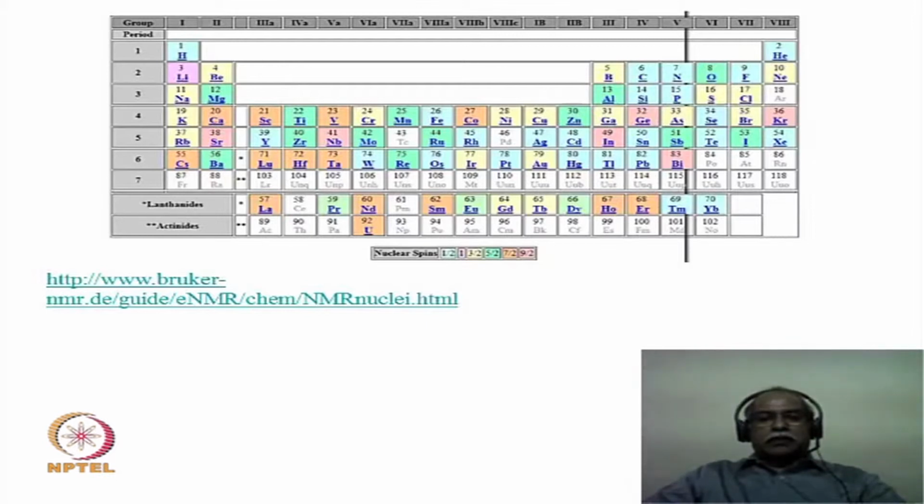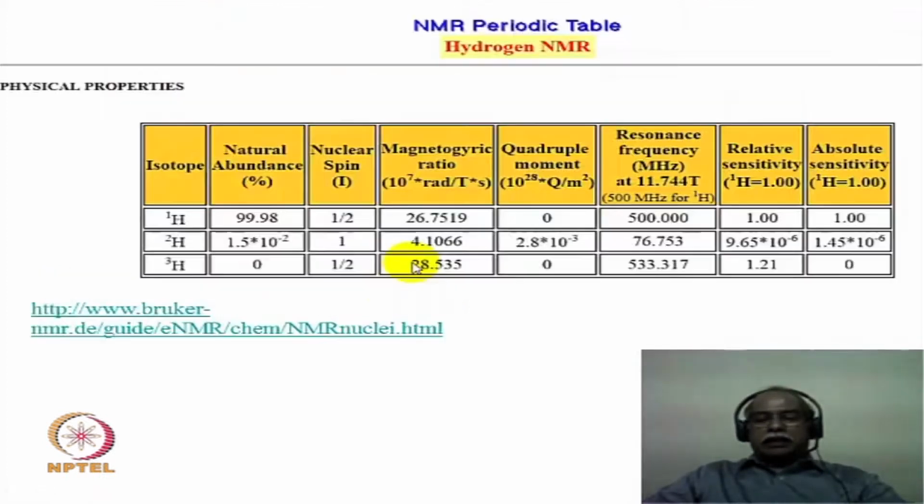Now if you go to another website, this is by the company Bruker, which manufactures nuclear magnetic resonance spectrometers. This is also an interactive periodic table. If you click on any particular element, then the screen pops up with the information that is relevant to the NMR experiment. For example, it lists all the isotopes that are magnetically active, their natural abundance. In cases where the isotope is a synthetic isotope, of course, the natural abundance will be 0. The nuclear spin, the gyromagnetic ratio, and if there is a quadrupole moment, it also lists the quadrupole moment.